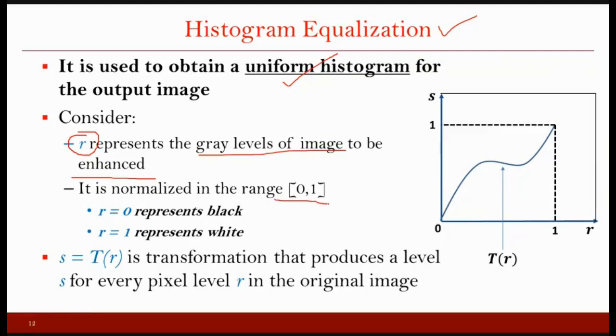Normally in practical cases, your image will have gray levels from 0 to 255, but here we have normalized them and are considering them between 0 and 1. So every gray level has been divided by 255, the maximum value, and they all have been scaled down to between 0 and 1. If the value of R is 0, that represents a black pixel. If the value of R is 1, that represents a white pixel.